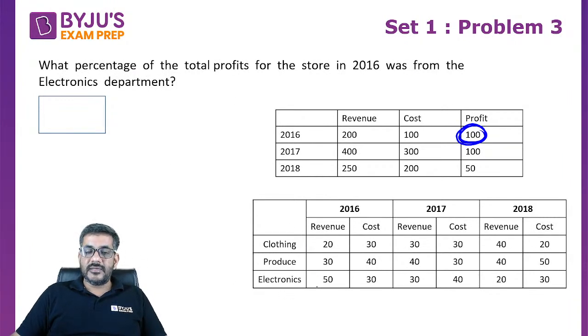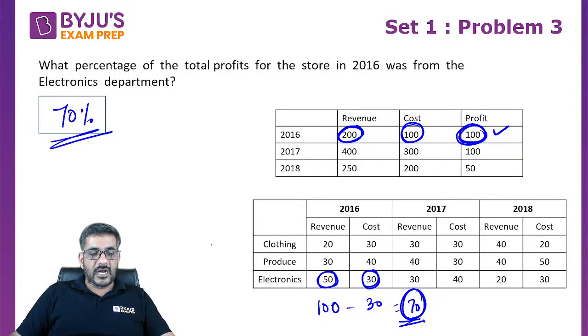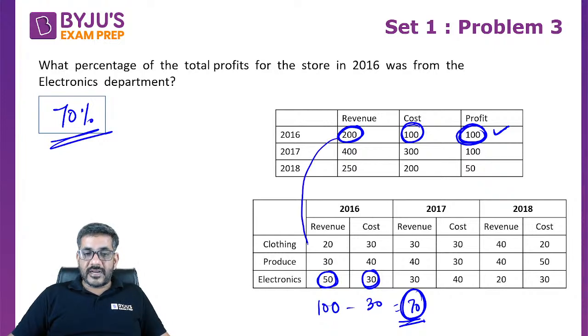Now look at electronics department. Their revenue is 50% of total revenue, 50% of 200 is equal to 100. Their cost is 30% of total cost 100, that is equal to 30. So can I say 70 rupees profit came from electronics? Total profit is 100. So what percentage of total came from electronics? I can say 70% of that came from electronics. So the answer for this question is 70%. I repeat here: total revenue is 200, of which electronics is 50%, that is equal to 100.